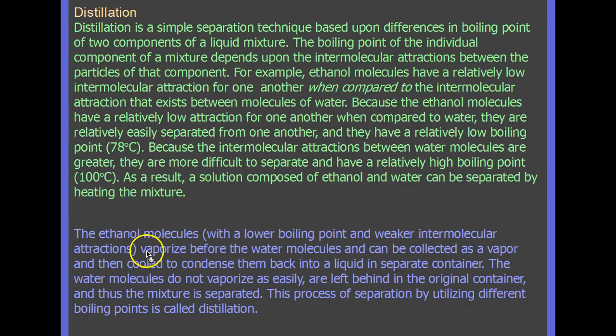The ethanol molecules, with a lower boiling point and a weaker intermolecular attraction, vaporize before the water molecules and can be collected as a vapor and then cooled to condense them back into a liquid in a separate container. The water molecules do not vaporize as easily and are left behind in the original container, and thus the mixture is separated. This process of separation by utilizing different boiling points is called distillation. Hence, people making moonshine, they were actually distilling, and they were probably trying to get the pure alcohol out of the mixture.